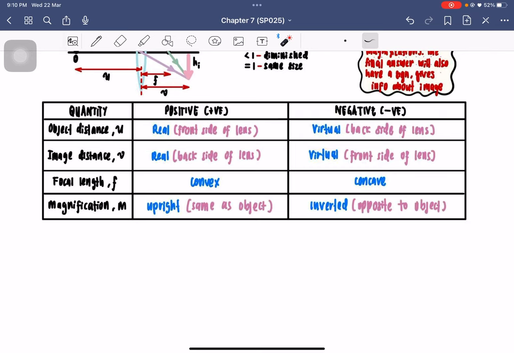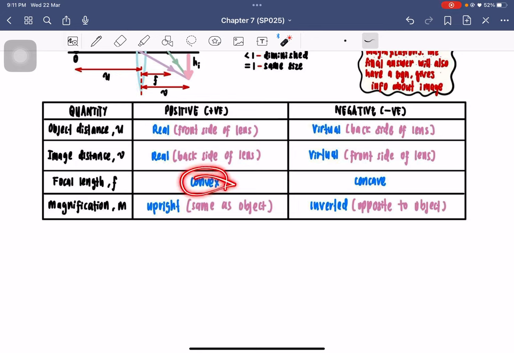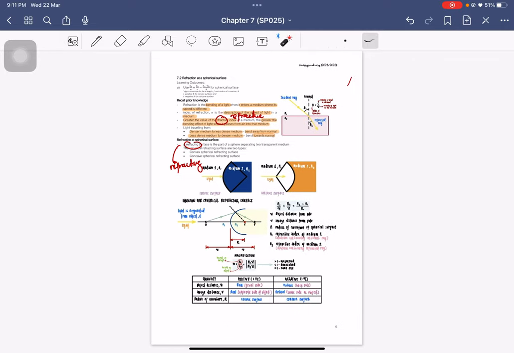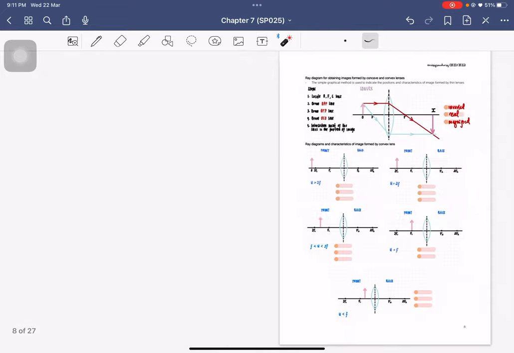Okay, the image distance, it should be at the back side of the lens for it to be positive, and front side it's gonna be a negative value because it is a virtual image. The focal length for a convex lens will be positive, whereas for a concave lens it would be a negative value. The magnification, if it's positive, it is telling us that the image is upright, whereas negative is inverted lah. Okay, so this table jangan confuse dengan the spherical surface and the mirror. Okay, so these three are different.